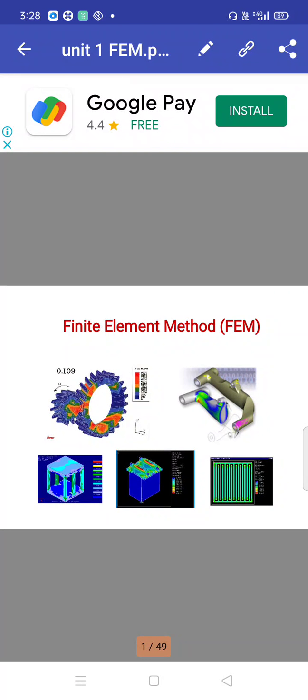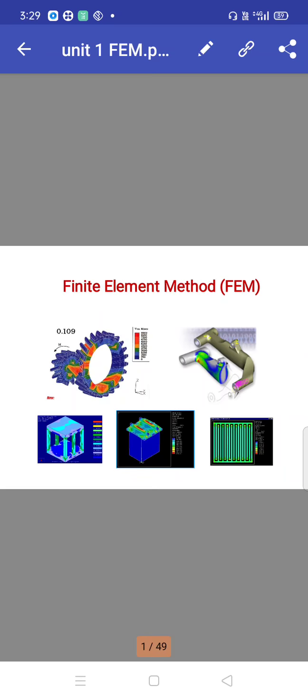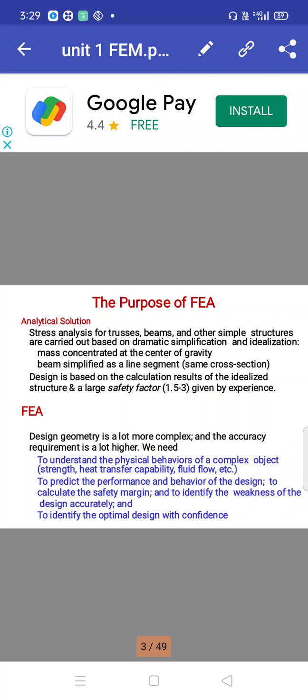Hi friends, we see something about finite element analysis. What is meant by finite element method? Finite element analysis is a numerical method for solving problems of engineering and mathematical physics. It is useful for problems with complicated geometries, loadings, and material properties where analytical solutions cannot be obtained. So these are the major things to consider when selecting the finite element analysis or method.